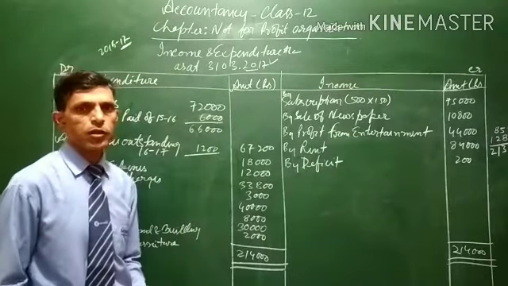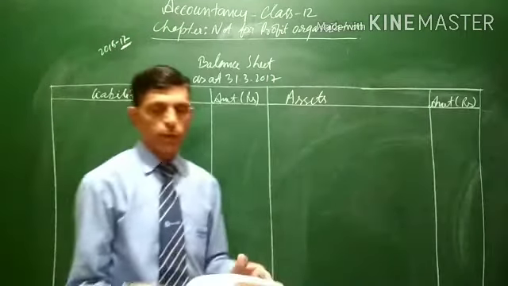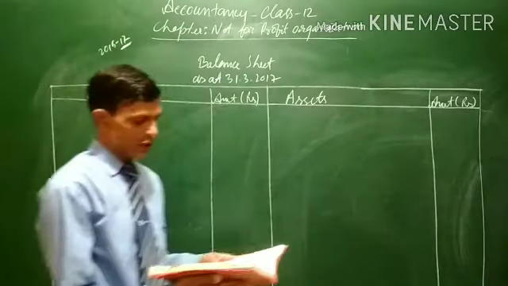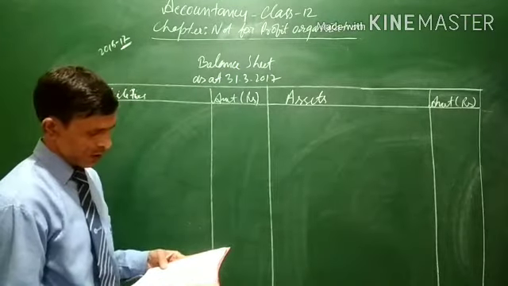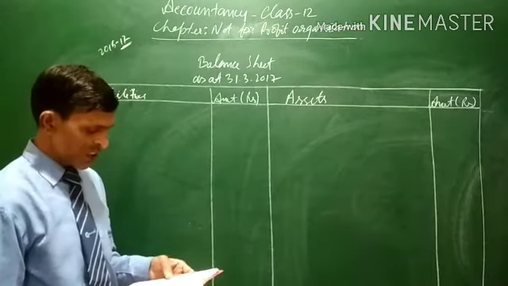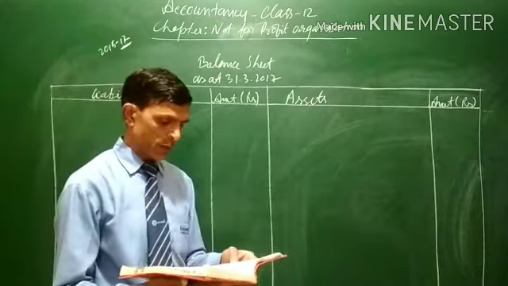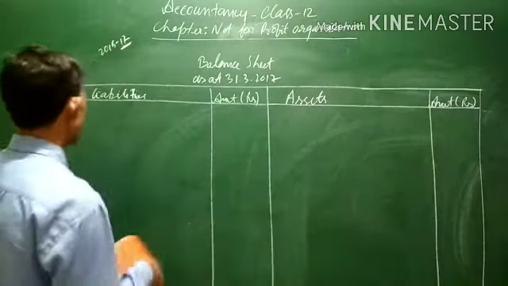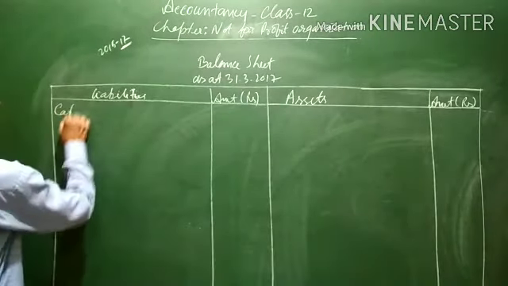Now we will start with the balance sheet. Income and expenditure account we have prepared. Now come to the balance sheet. Starting with the liability side, first of all, capital fund is given in the previous balance sheet. We will write here the capital fund.